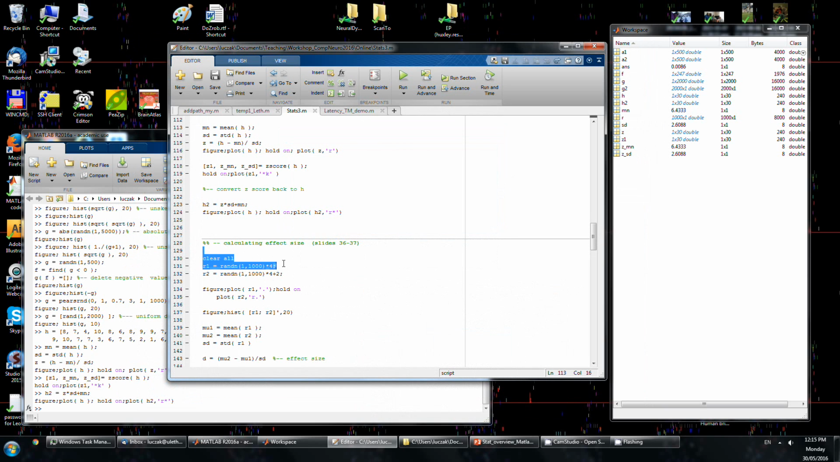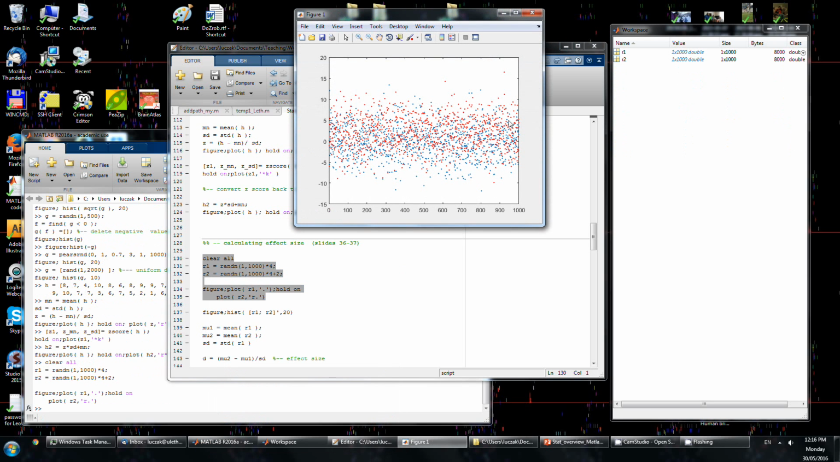Here I will clear all the previous variables and calculate two normal distributions. As you notice, here I'm multiplying by 4, so I generate normal distributions with a standard deviation of 4, so they will be wider than usual. The second distribution will be shifted by 2: I'm adding 2 to those values, so I'm shifting the mean by 2. Let's see how those two distributions look. If I plot the original data, you see that the red and blue points for the R1 and R2 data sets overlap quite a bit, so it would be difficult to see by eye if there is some statistical difference between those two distributions.